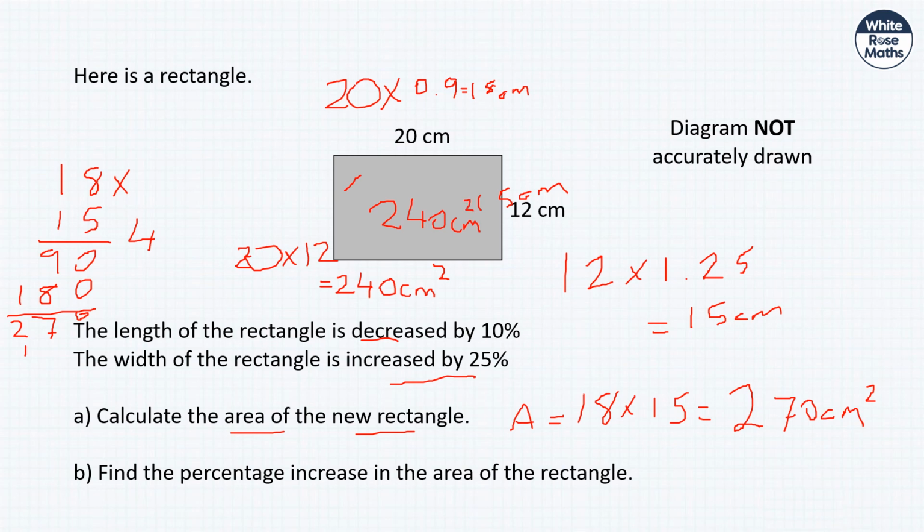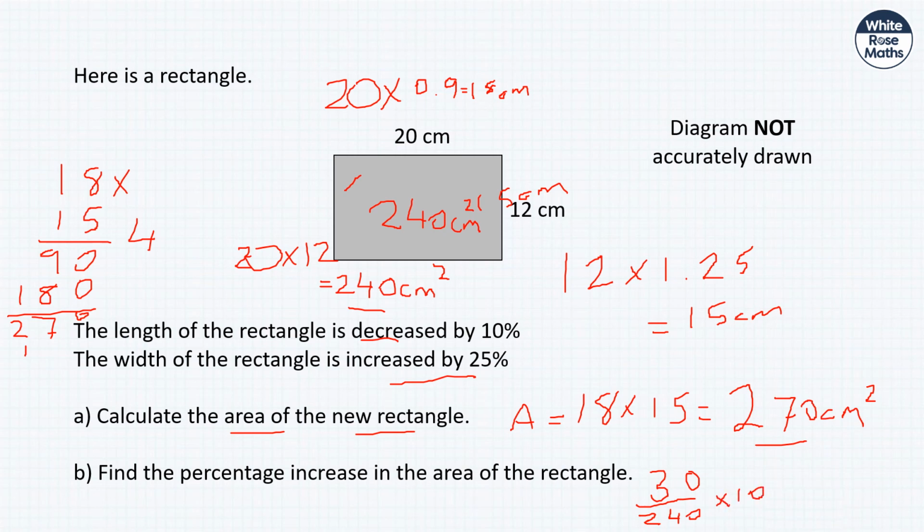So the percentage increase, well, I'm going to work out the difference in the areas and divide it by the original area, which is going to be 240, and then times it by 100. So it'll be 270 minus 240, which will be 30, divided by the original area, which will be 240, and then multiply that by 100.